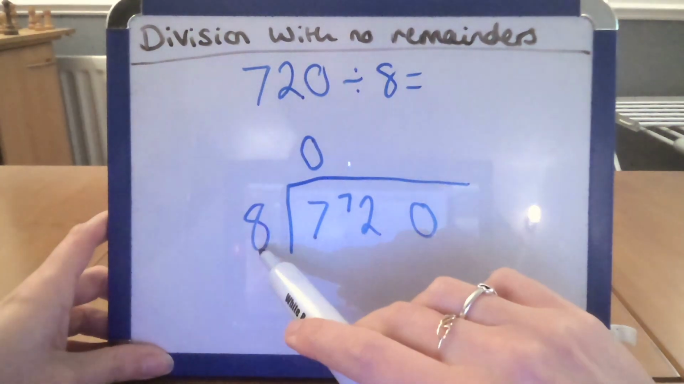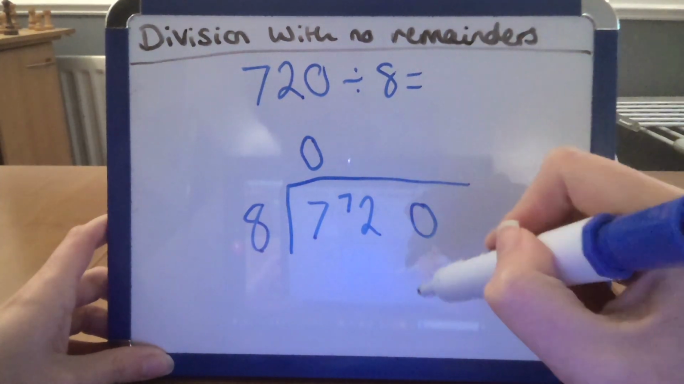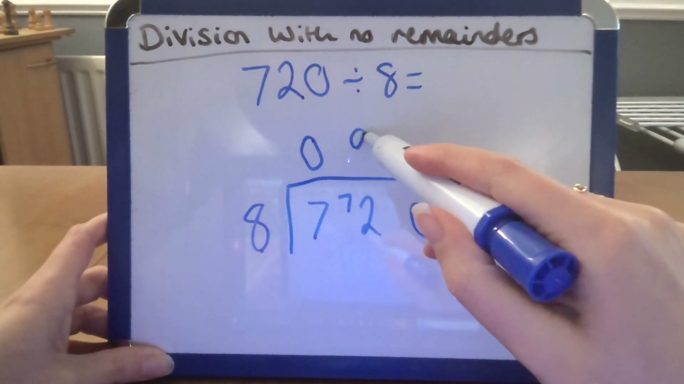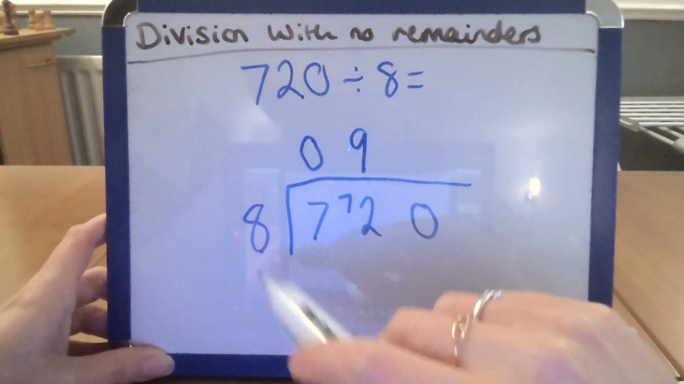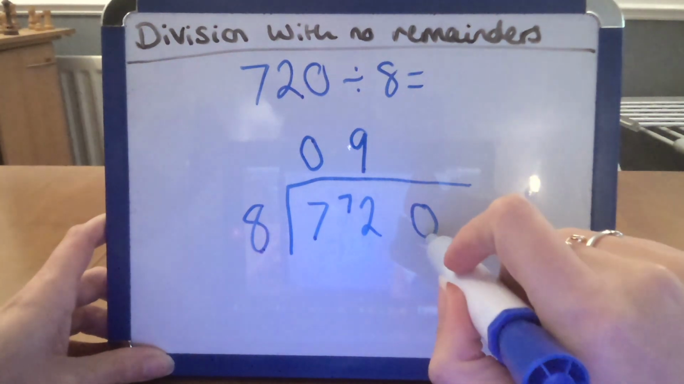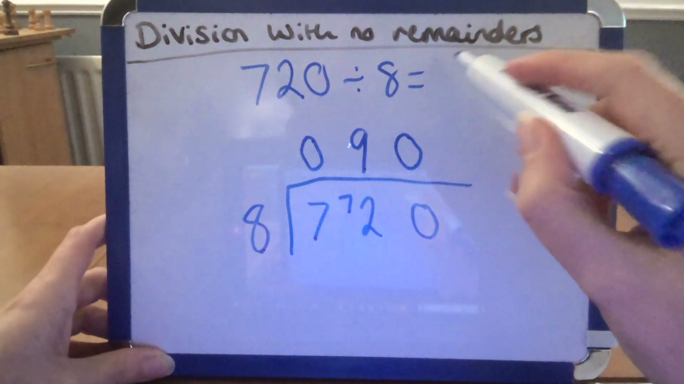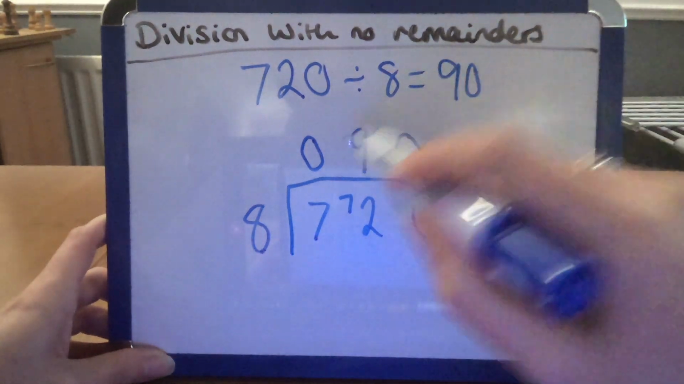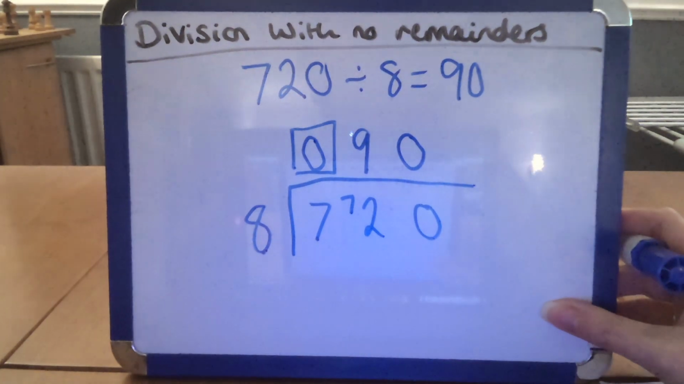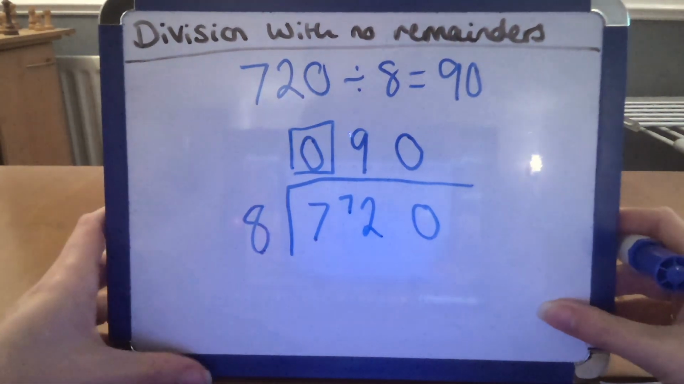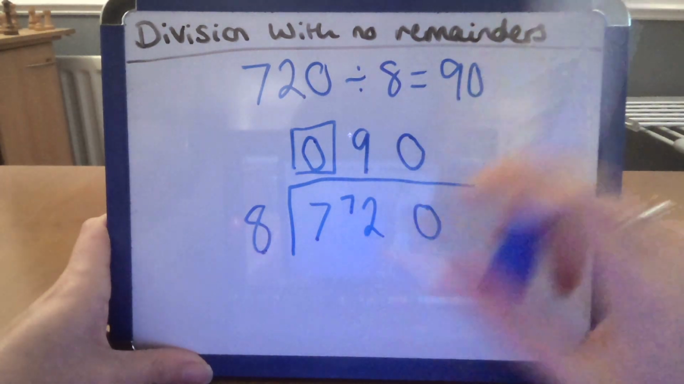So now I ask myself, how many times does 8 go into 72? And I go through my 8 times table and I know that 9 times 8 is 72, so 9 goes up here. How many times does 8 go into 0? 0. So the answer is 90, because this 0 at the front is actually just a placeholder. Because 90 is a whole number, it doesn't need a 0 in front of it. So 720 divided by 8 is 90.